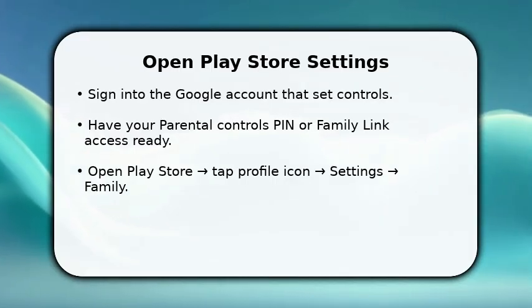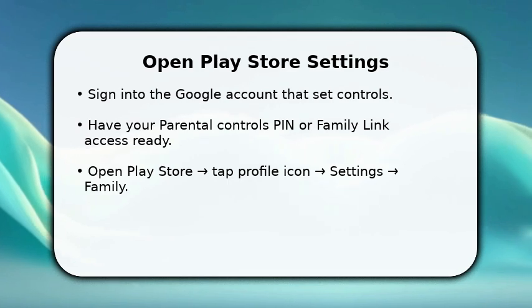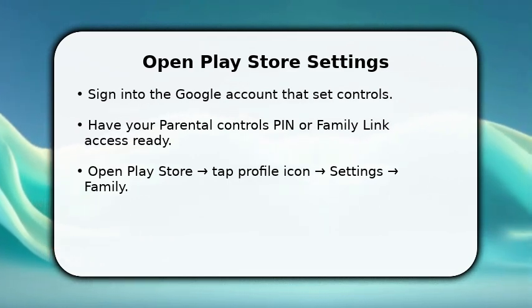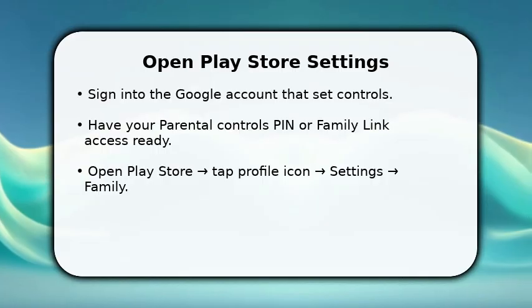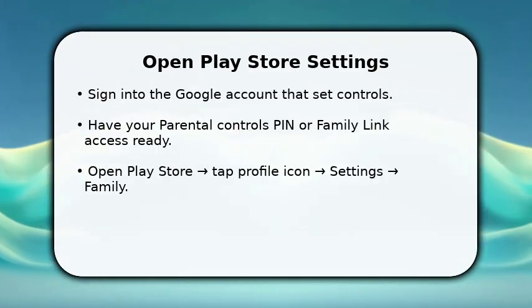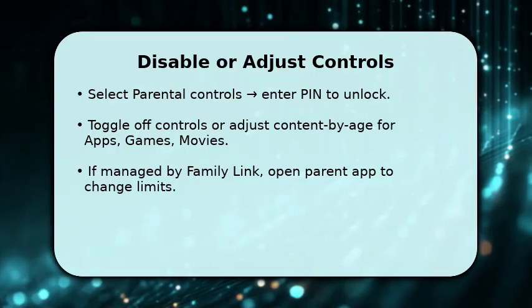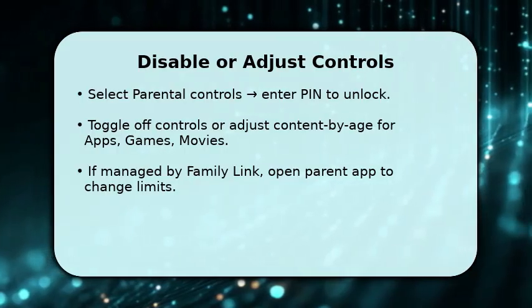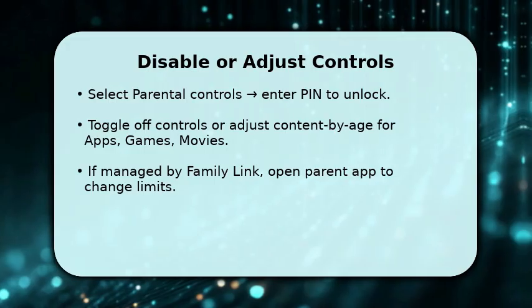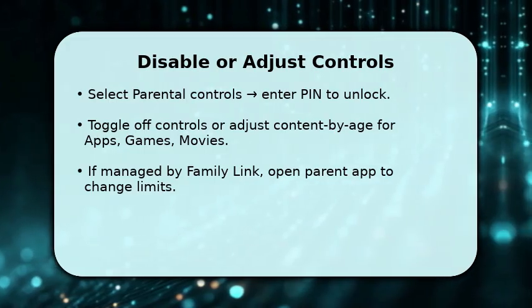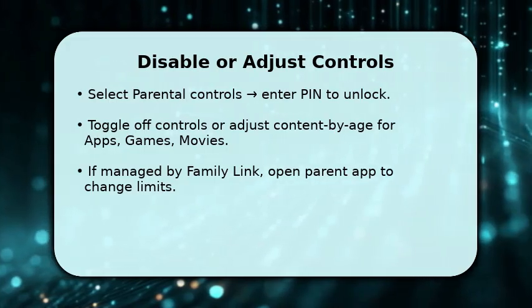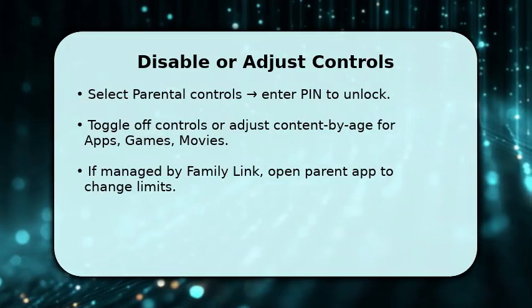This first step prepares the app and confirms you're operating from the controlling account before you attempt any changes. Once you've unlocked parental controls with the PIN, decide whether to disable entirely or adjust content restrictions by category. You can toggle the master parental controls off, which removes all filters, or open each category, apps, games, movies, books, and loosen age limits individually.